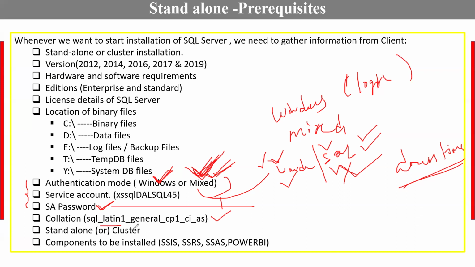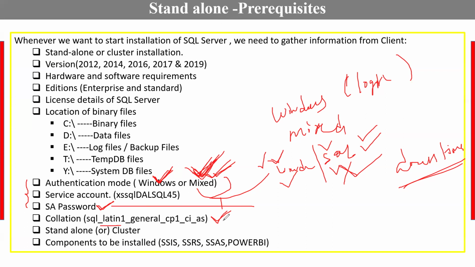So they will ask us to change the collations. If they are mentioning the collation, please be careful. You need to choose that collation only. If they are not providing any collation, let's go for the default collation, because once you install SQL Server with the default collation, if I wanted to change the collation, it's a little difficult for us. It's not an easy task to change the collation. Again, I'm repeating, it is not an easy task to change the collation.